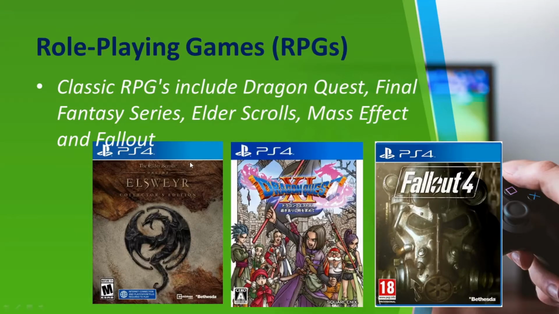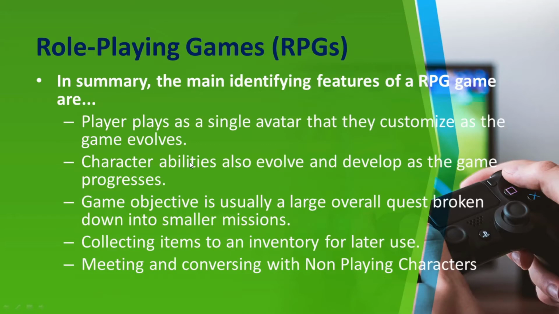Okay, so let's continue. So in summary, the main identifying features of an RPG game are the following. The player plays as a single avatar that they customize as the game evolves. When we say avatar, it basically refers to the character that you're playing within the game. Character abilities also evolve and develop as the game progresses.